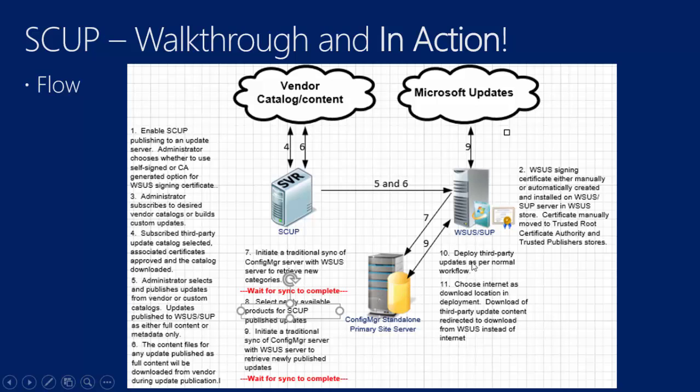And then finally 10, deploy the updates as normal. And whenever you're presented with the option of where to obtain the updates, just choose internet, because whenever we realize it's a third-party update, we know it's already on WSUS, and we'll try to pull it from there. Right? So that's kind of the flow. We've done part of it. Let's go continue and look at it on the config manager side.